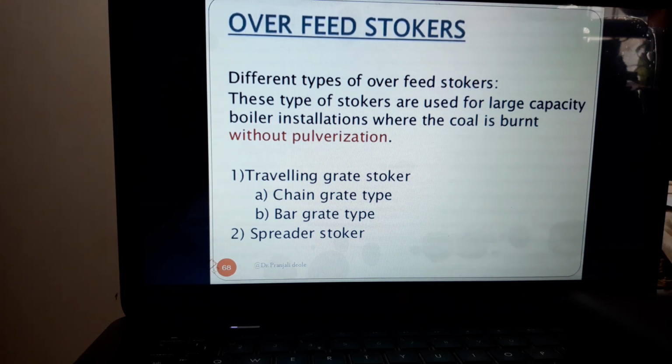There are various types of overfeed stokers also. Different types of overfeed stokers are used for large capacity boiler installations where the coal is burnt without pulverization. These stokers are mainly classified into two types, that is traveling grate stokers and spreader stokers. Traveling grate stokers can also be chain grate type and bar grate type. So let us talk about all these stokers one by one in the next video.